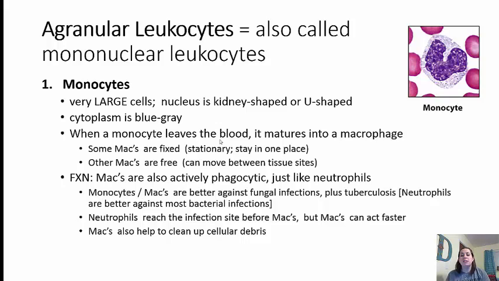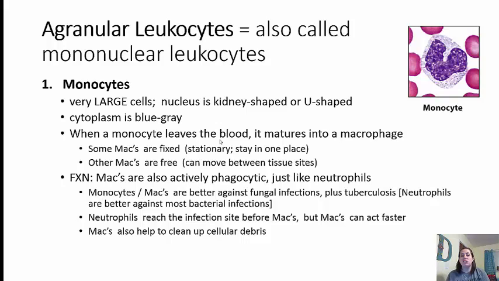When a monocyte leaves the blood, it matures into what we call a macrophage. Some macrophages are fixed, meaning they're stationary and they stay in that one place that they're left. Other macrophages are going to be free to move between the different tissues into different areas. The function of macrophages is to actively do phagocytosis, just like neutrophils. Monocytes and macrophages are better against fungal infections, however, and also bacterial infections like tuberculosis. Neutrophils are better against most other bacterial infections, but against tuberculosis, macrophages are going to be better.